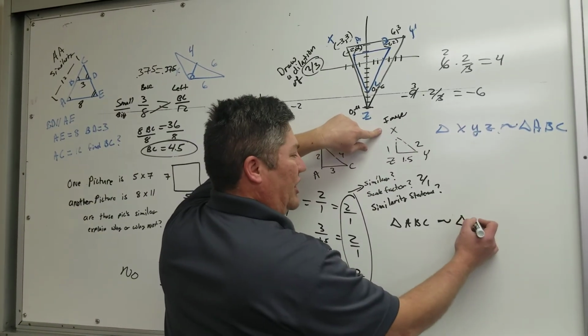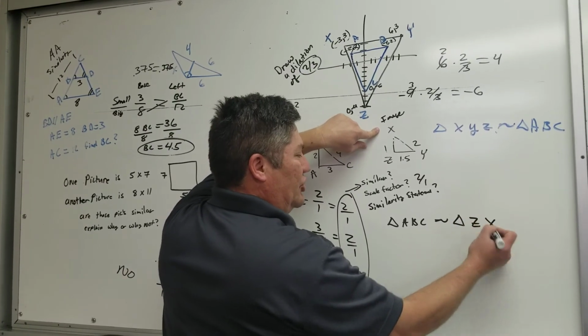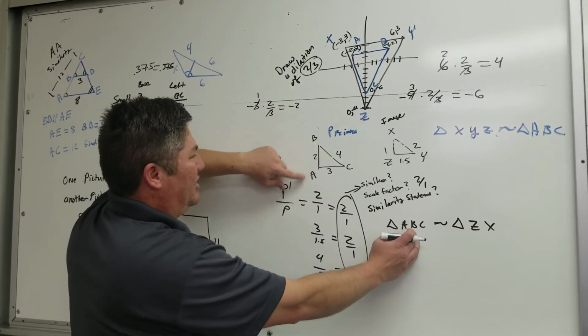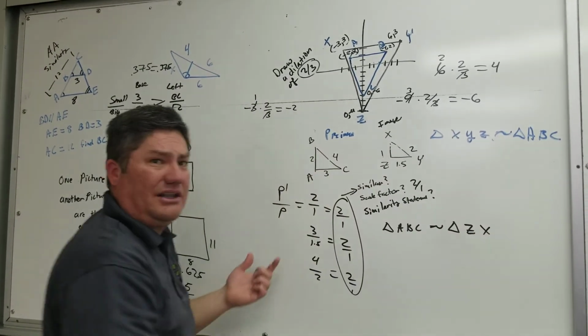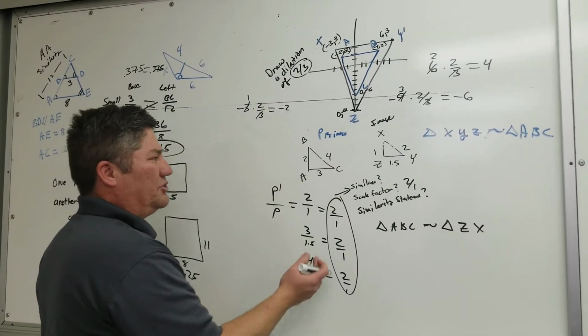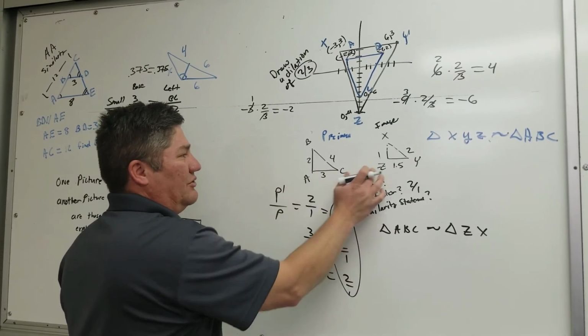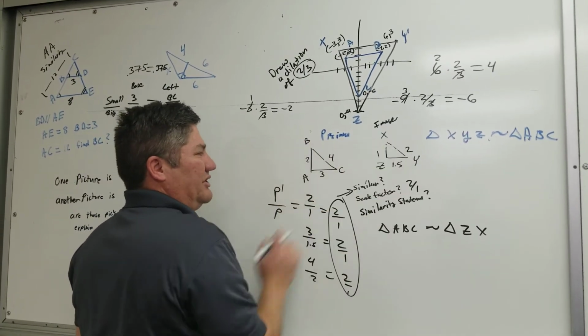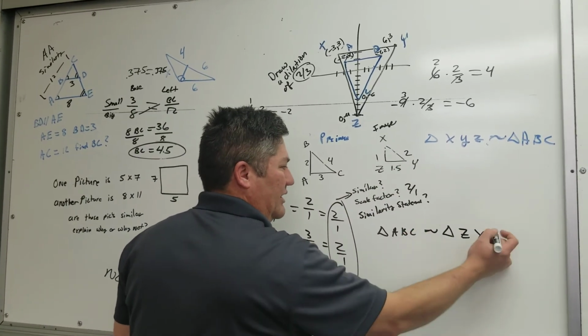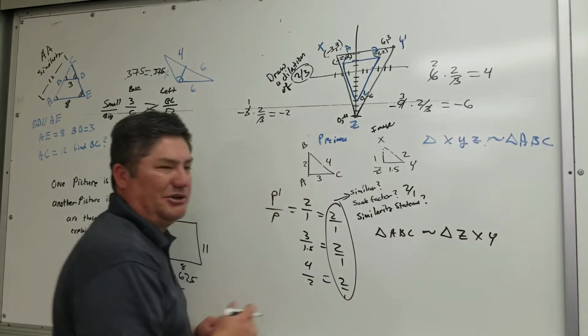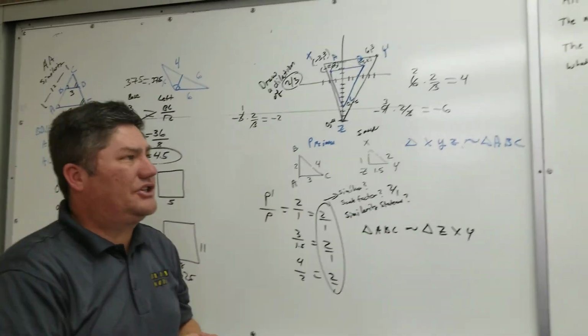So I have to write triangle Z to X. This shortest side, A to B. This shortest side, Z to X. Don't automatically write XYZ. Make sure your corresponding parts are correct. A corresponds to Z. B corresponds to X. C corresponds to Y. That's my similarity statement.